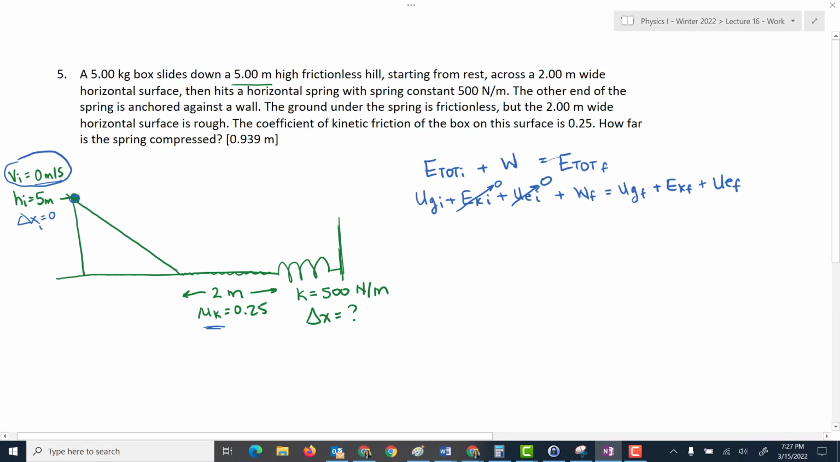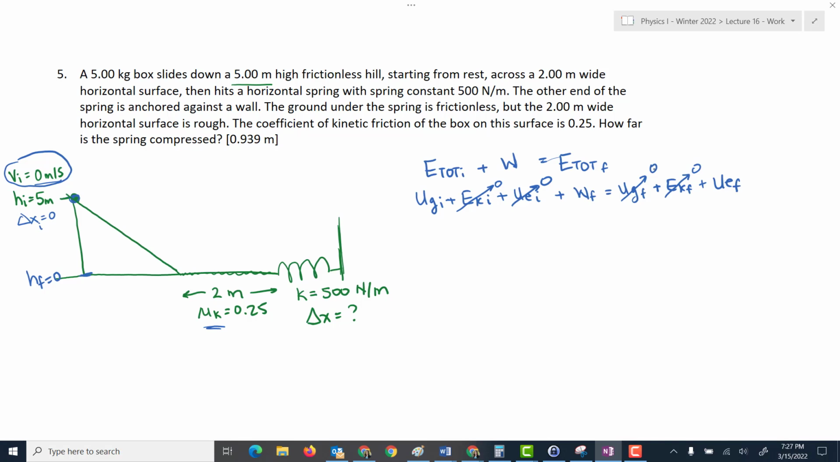At the end, the box compresses the spring. The spring gets compressed, but the box is no longer moving because it's slowing down as it compresses the spring. Once it comes to a stop, the spring is compressed to its max amount. So that means the EK final is 0. It's also at the bottom here where the height final is 0. So the UG final is 0. Okay, but the spring is compressed, so that means that there is an elastic potential energy.